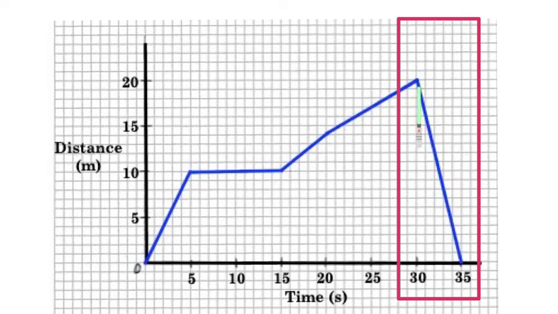Finally, our graph shows me that at 30 seconds it starts moving back towards me and reaches me, comes back to distance 0, which is next to me, at 35 seconds. That's not difficult, but take your time and break each section of the graph into those nice little parts so it makes it easy to answer.